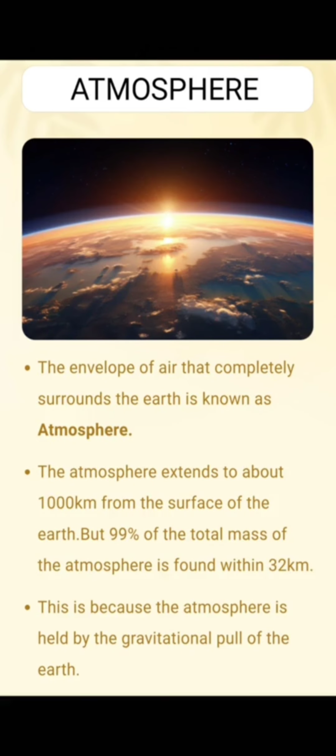So today we are going to learn about the atmosphere and its layers. The atmosphere is the envelope of air that completely surrounds the earth. The atmosphere extends to about 1000 km from the surface of the earth, but 99% of the total mass of the atmosphere is found within 32 km. This is because the atmosphere is held by the gravitational pull of the earth.